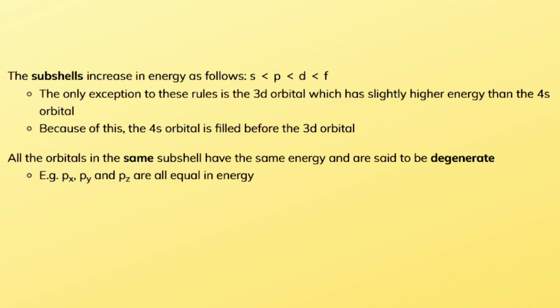All the orbitals in the same subshell have the same energy and are said to be degenerate. For example, all the orbitals in p, px, py, pz, are equal in energy. Again, d has 5 orbitals, and all those 5 orbitals are equal in energy. They are said to be degenerate orbitals. But s is different in energy from p, which is different from d, which is different from f. Subshells differ in their energy, but within a subshell the orbitals are of the same energy.